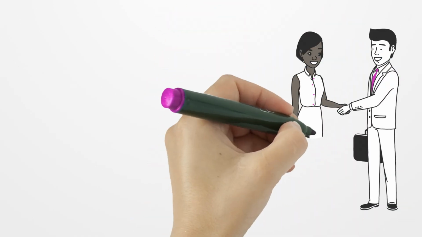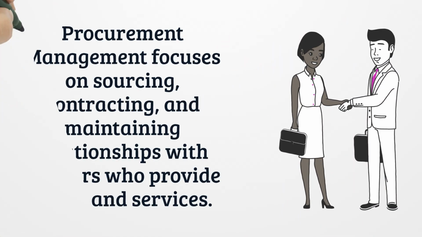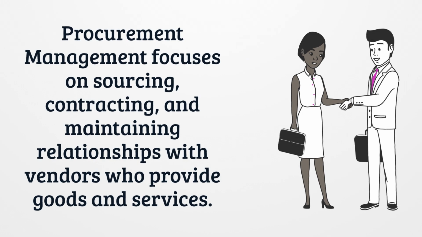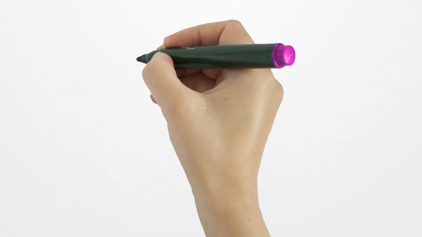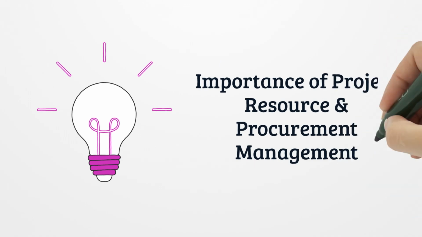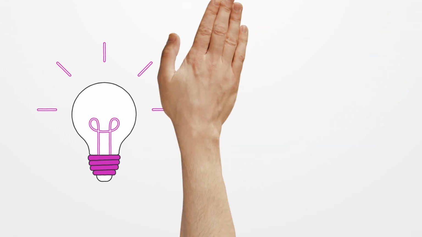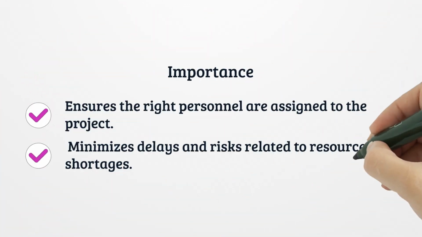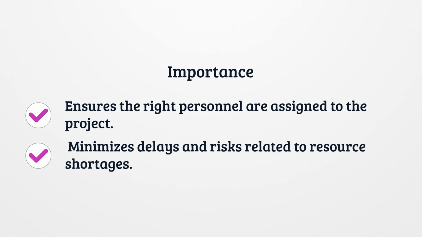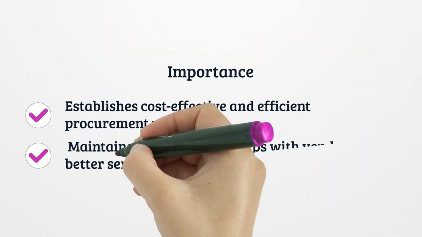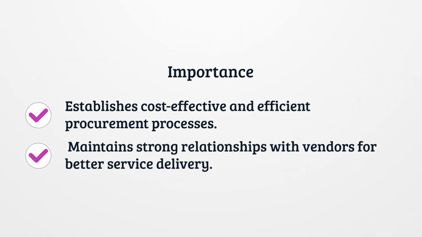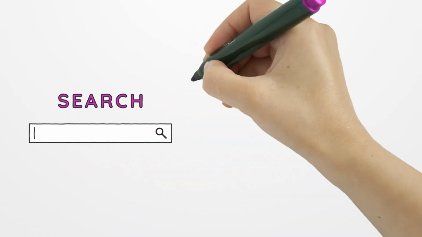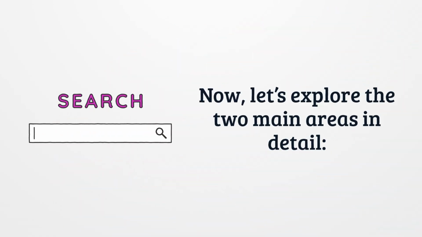Procurement management focuses on sourcing, contracting, and maintaining relationships with vendors who provide goods and services. Importance of project resource and procurement management. Ensures the right personnel are assigned to the project. Minimizes delays and risks related to resource shortages. Establishes cost-effective and efficient procurement processes. Maintains strong relationships with vendors for better service delivery. Now, let's explore the two main areas in detail.